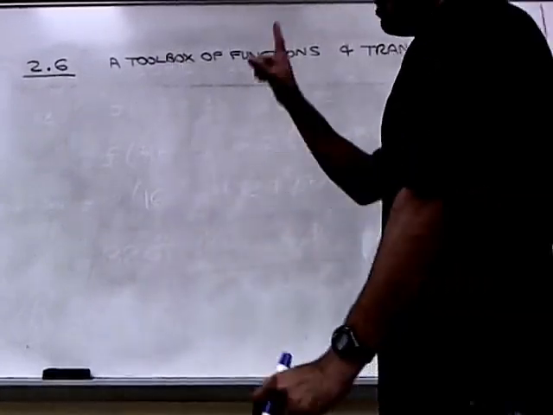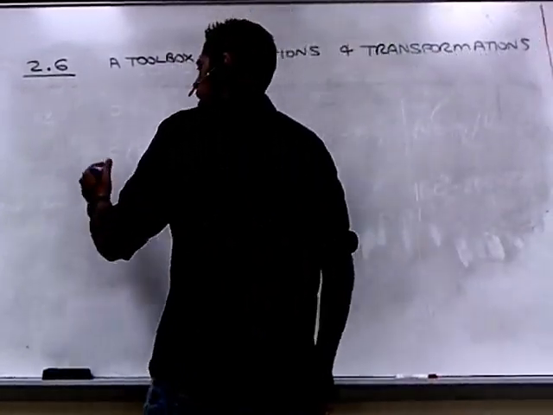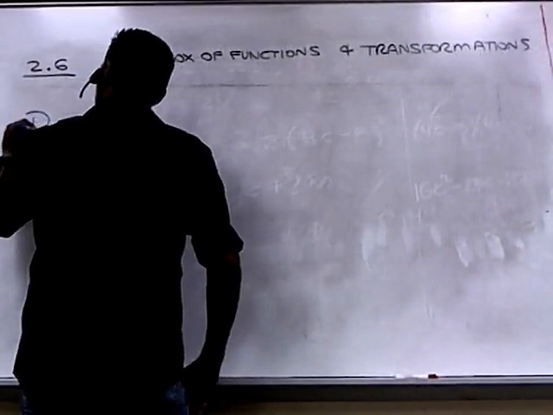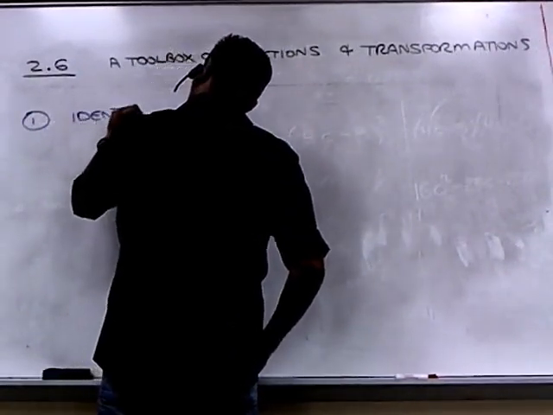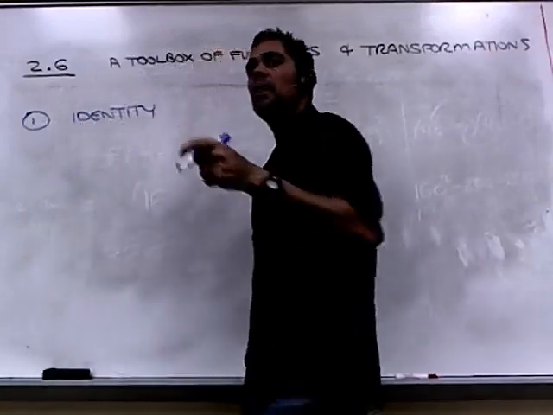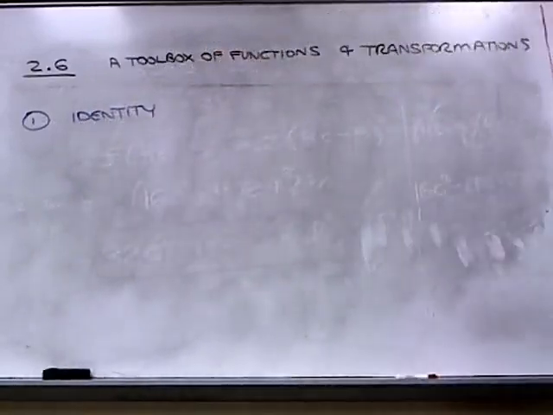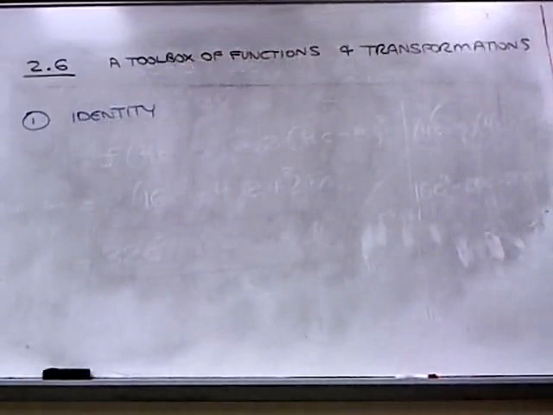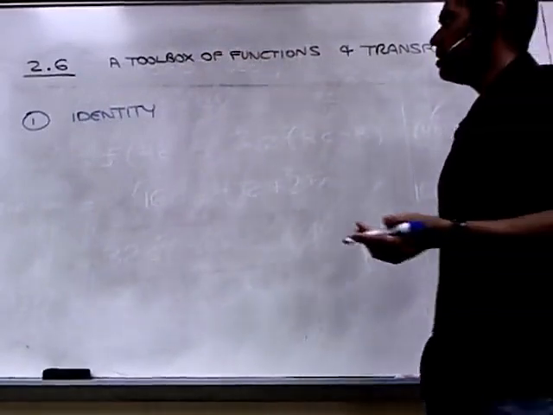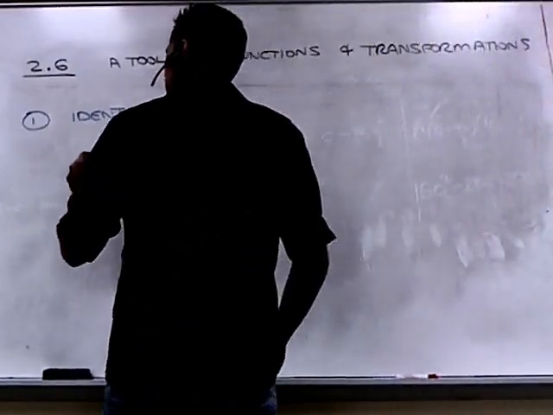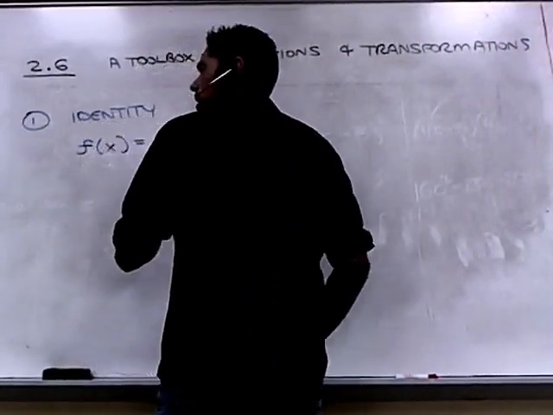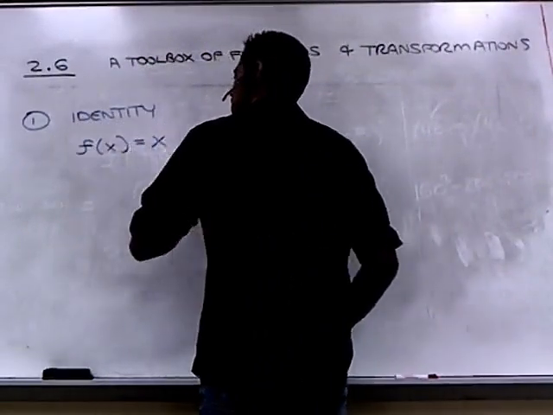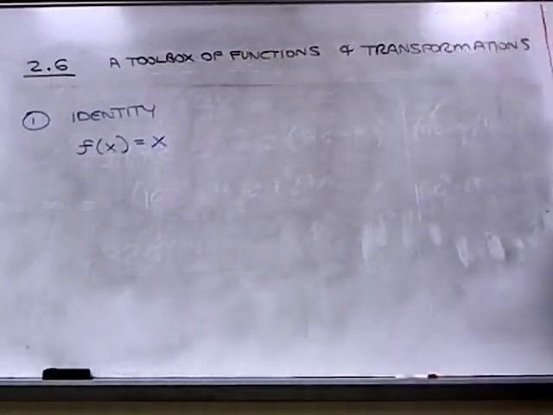All right, the first of the 6 toolbox functions is called the identity. Now remember, a function has to pass that vertical line test. Remember that? It also should have some domain and range. I'm going to give you the function itself first, algebraically, meaning without the picture. f of x equals x. The identity function, why do you think they call it the identity?